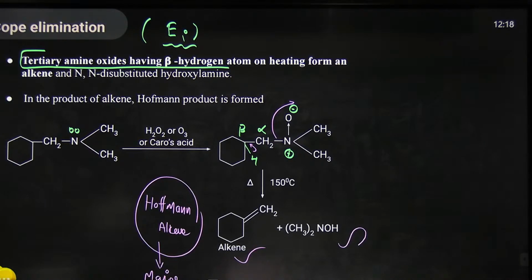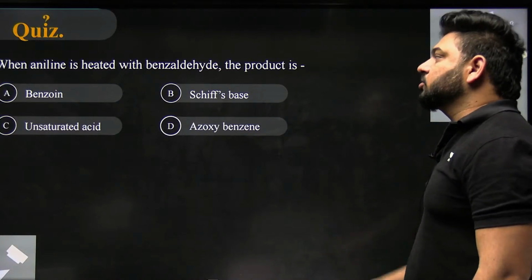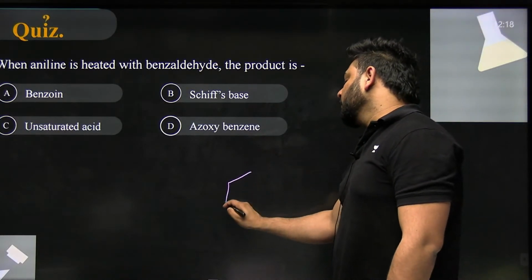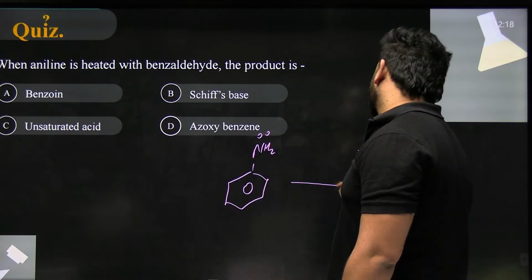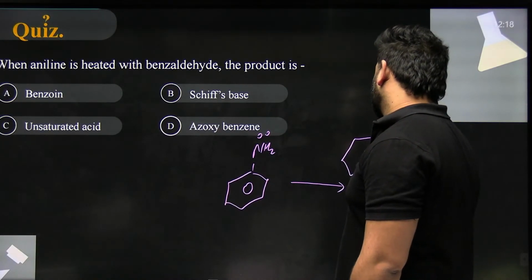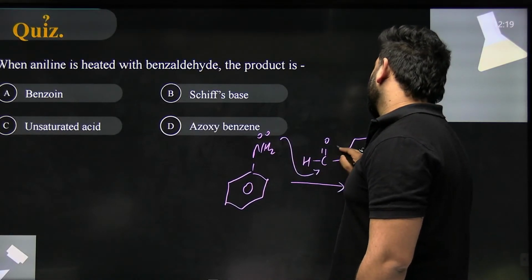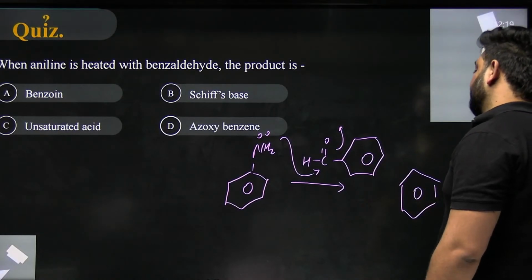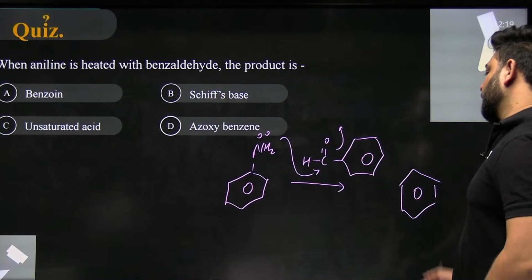Okay, now we'll move to the next reaction. We have some questions. When aniline is heated with benzaldehyde, what will the product be? Aniline is a primary amine, working as a nucleophile and attacking what? Benzaldehyde. The rate of reaction will be very slow because both have bulky groups attached, and one of them is decreasing the electron density of nitrogen, while the other is providing a steric effect also.